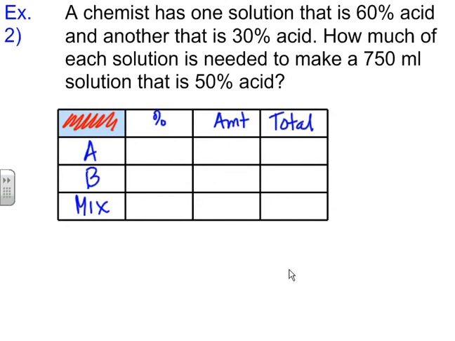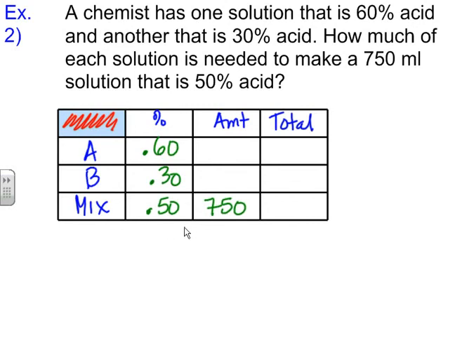Okay, so let's put everything in that we need. A chemist has one solution that is 60% acid. When we write 60% as a decimal, we put 0.60. They have another one that's 30% acid, so we'll make that one 0.30. How much of each solution is needed to make a 750 milliliter solution that is 50% acid? We'll put 0.50, and we want to end up with 750.